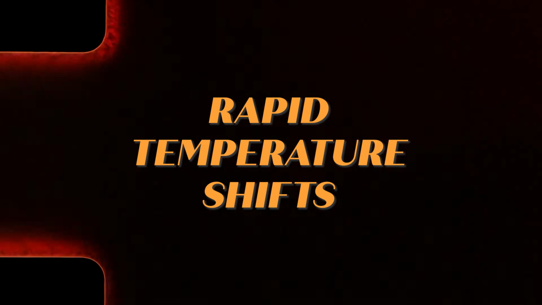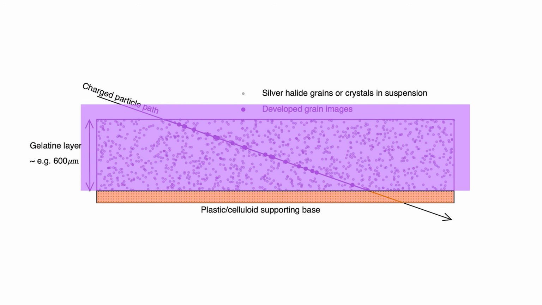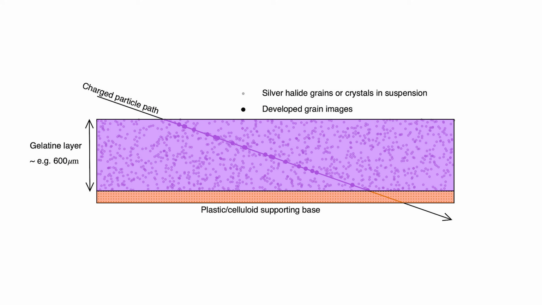I think this happens most commonly when you're going from something like a developer that's too hot and rapidly cooling it down. What that does is it causes that gel emulsion to go from expanding to quickly contracting and causing those silver halide crystals to clump together. And the best way to fight that is sticking as close as possible to the manufacturer's recommended temperatures for developing with whatever developer you're using.